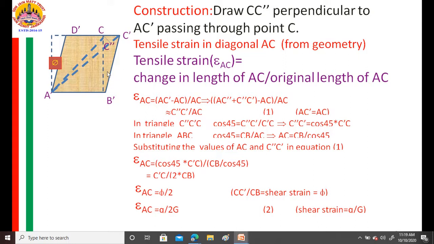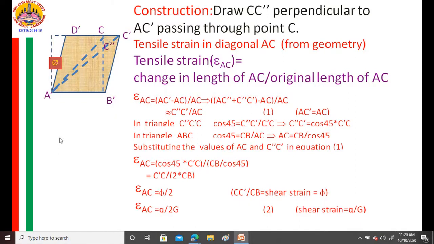But this angle, we are calling it the shear strain. Therefore, I am replacing it with, for small angles you may be knowing, tan of phi is approximately equal to phi only, tan of theta is theta only. Therefore, I am going to get epsilon AC equal to phi divided by 2. But phi is nothing but the shear strain, that is shear stress divided by shear modulus. Hence, that equation becomes epsilon AC equal to q divided by 2G.